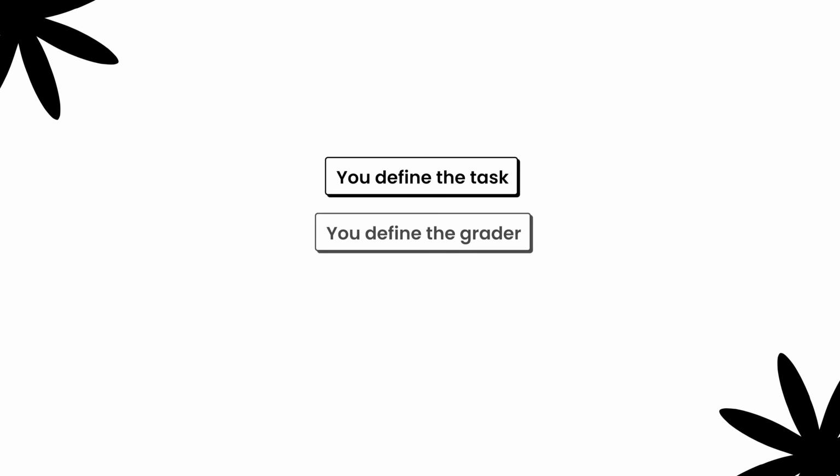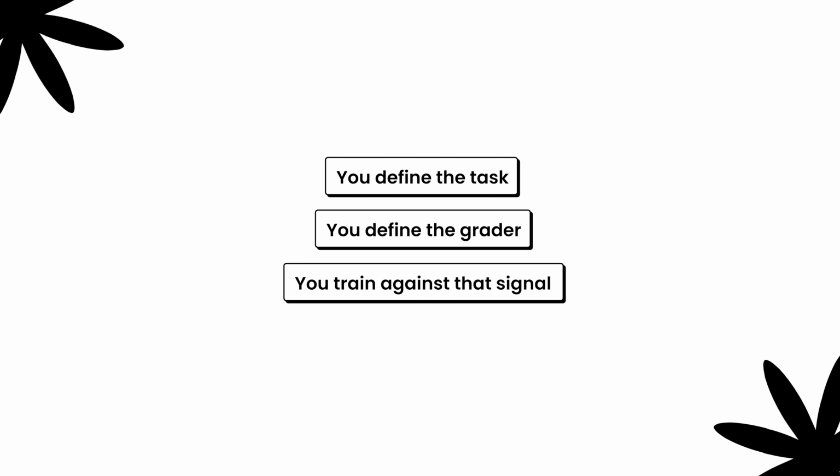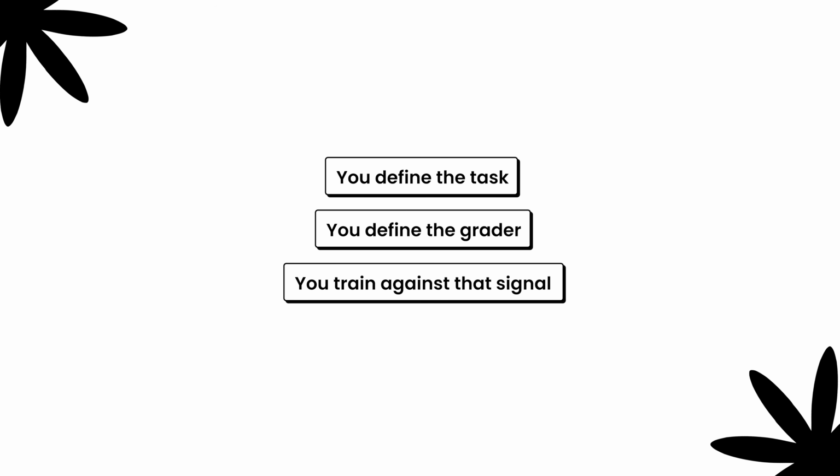Now, the second one is RFT, or reinforcement fine tuning. It is basically the productized version of all of this. You define the task, you define the grader, and then you train against that signal without wiring up the RL yourself.